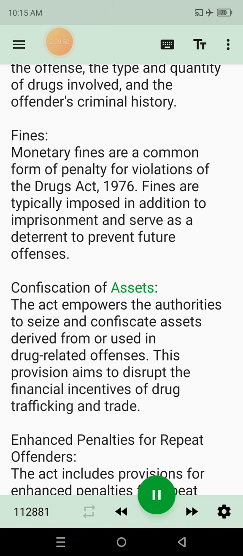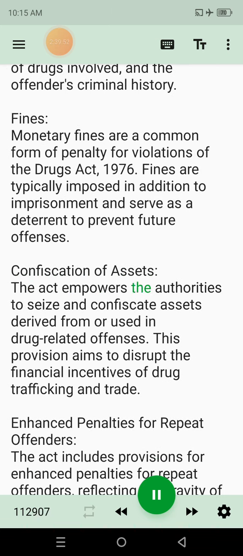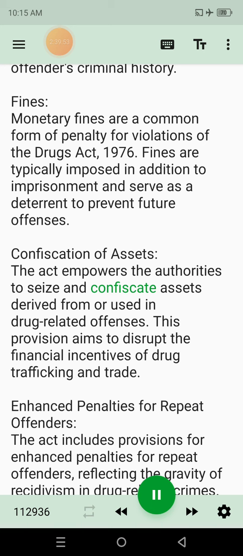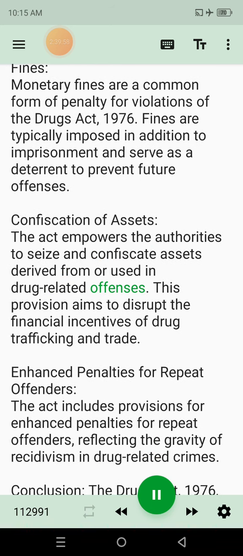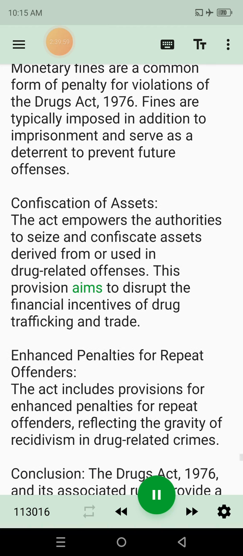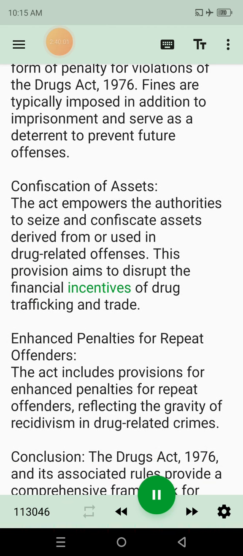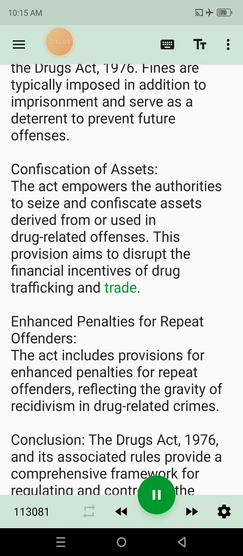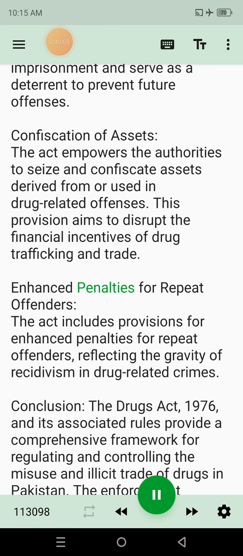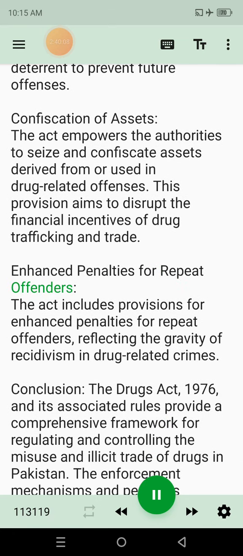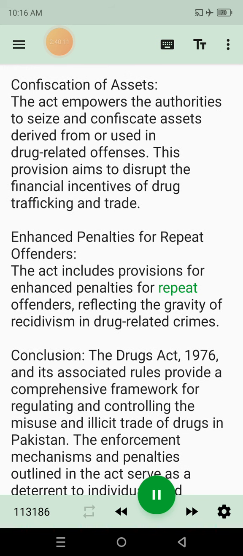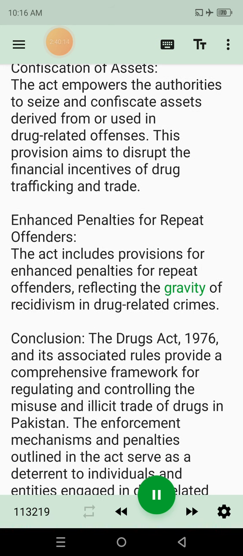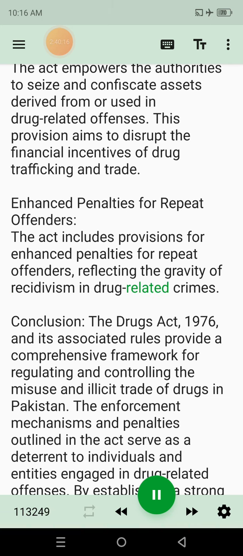Confiscation of assets. The Act empowers the authorities to seize and confiscate assets derived from or used in drug-related offenses. This provision aims to disrupt the financial incentives of drug trafficking and trade. Enhanced penalties for repeat offenders. The Act includes provisions for enhanced penalties for repeat offenders, reflecting the gravity of recidivism in drug-related crimes.